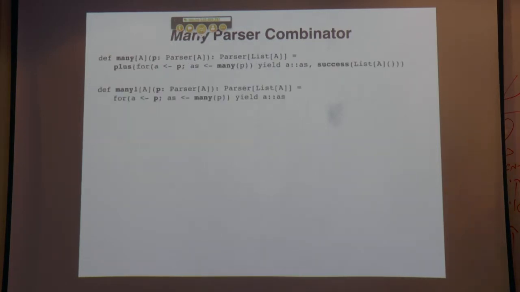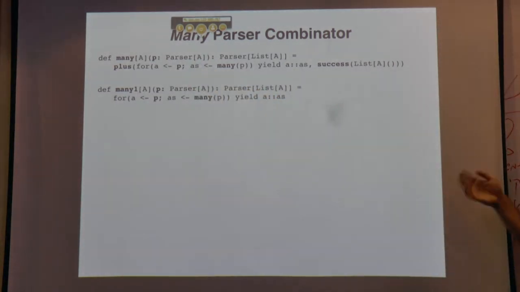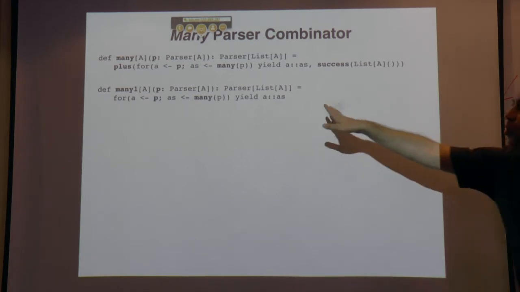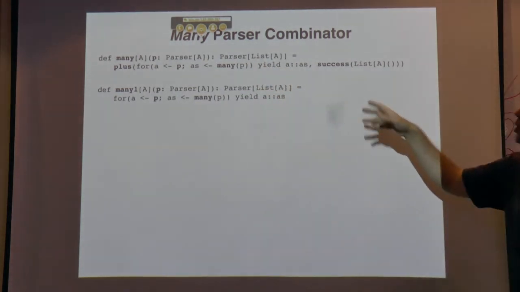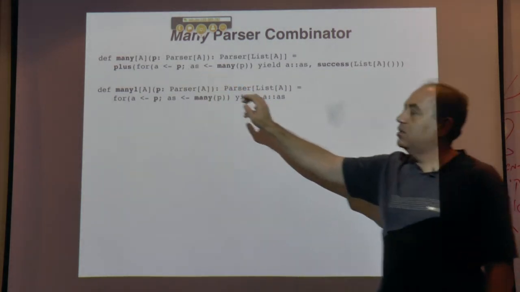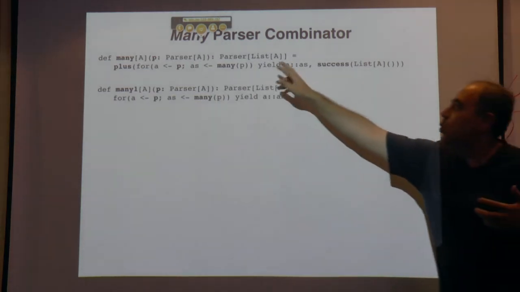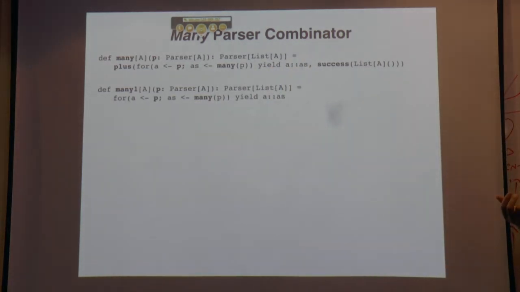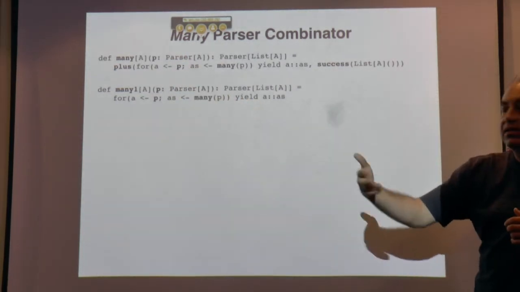Now I want to define combinators that apply a given parser 0 or more times or 1 or more times and return a parser which yields a list of A. So I have one parser of A, and I want to build a new parser which returns a list of A. It just applies this parser P again and again and again with the flat map.